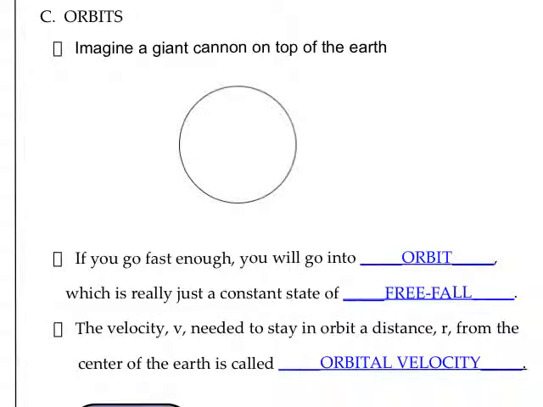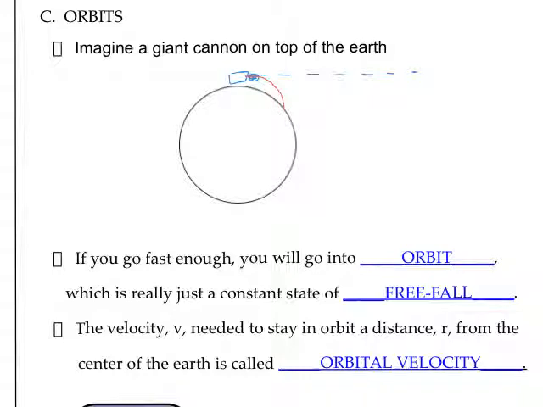Our next section is going to be on orbits. So imagine, if you will, a giant cannon on top of the Earth, and we're going to fire out a cannonball. If there were no gravity and we fired our cannonball, it would simply travel off in a straight line forever until a force touched it. Well, that doesn't happen. We do have gravity, so when we fire our cannonball, it simply falls to the Earth.